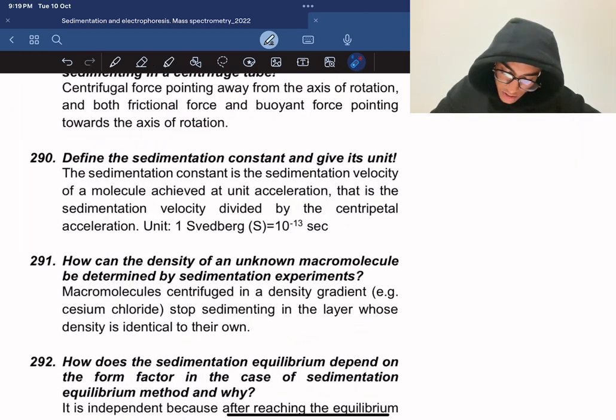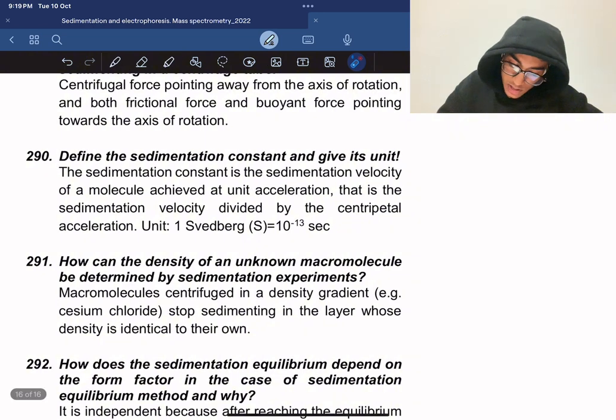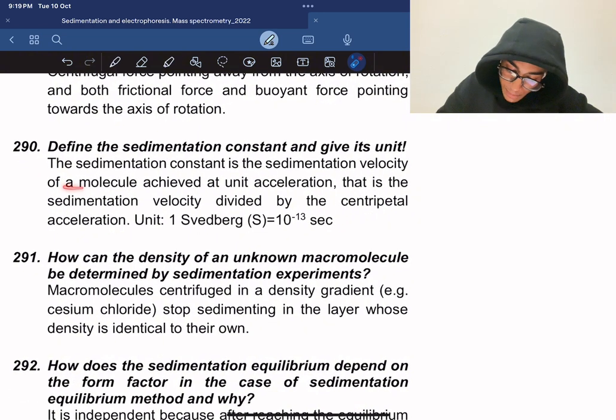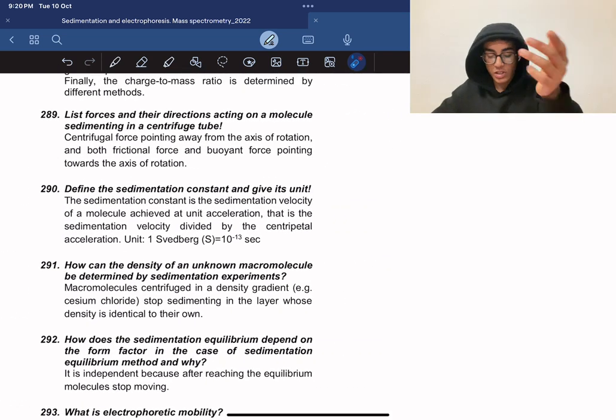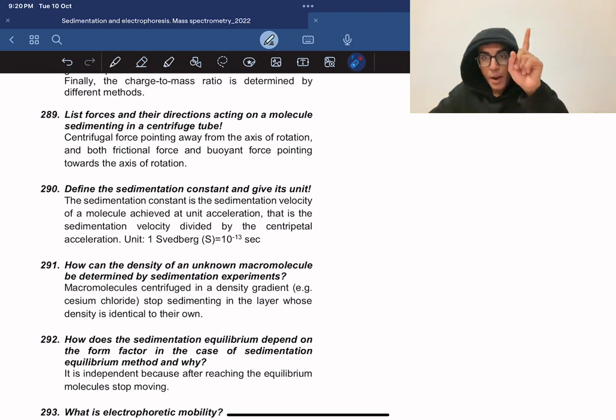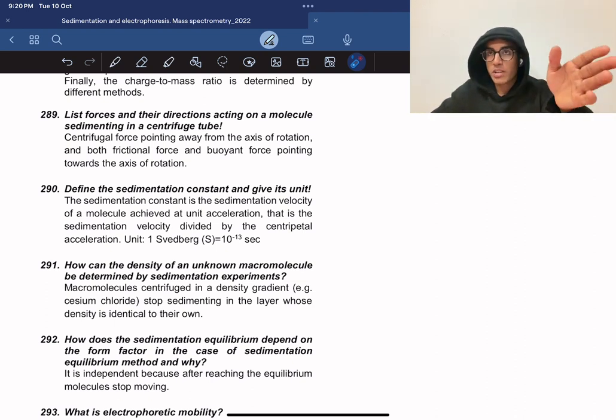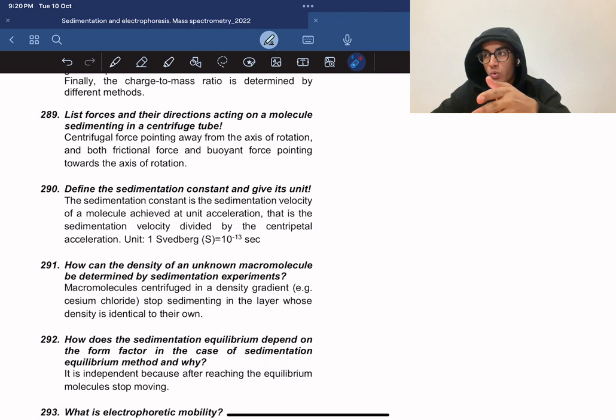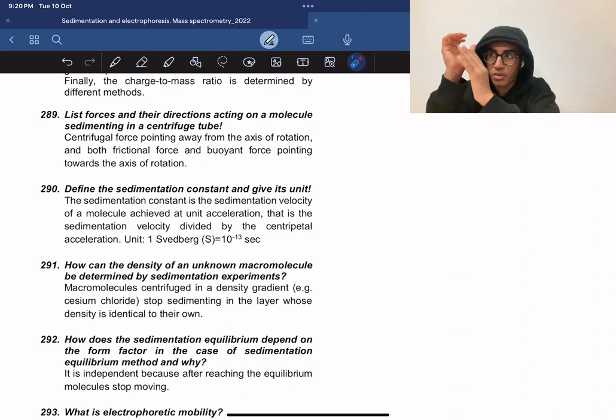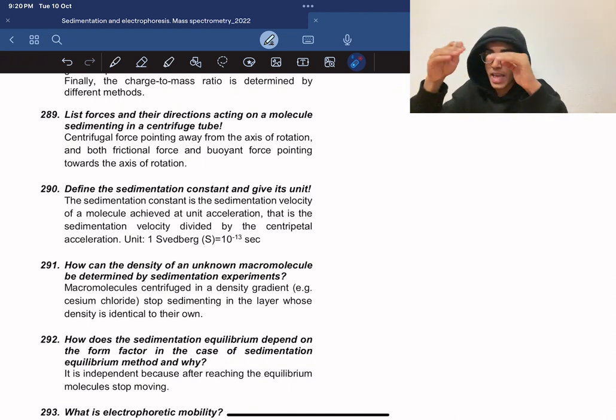Define sedimentation constant and give its unit. The sedimentation constant is the sedimentation velocity of a molecule achieved at unit acceleration, that is, the sedimentation velocity divided by the centripetal acceleration. Basically, Svedberg's equation, guys. The equation's not there, but I highly recommend that you learn the Svedberg equation. It says s equals M times (1 minus the density of the solution times the partial specific volume of the particle) divided by F.